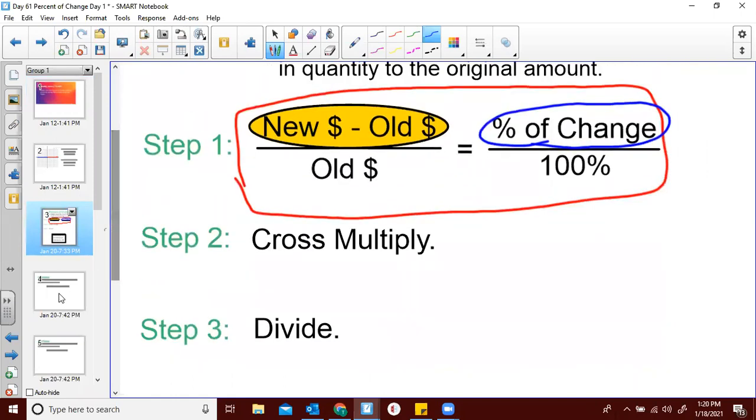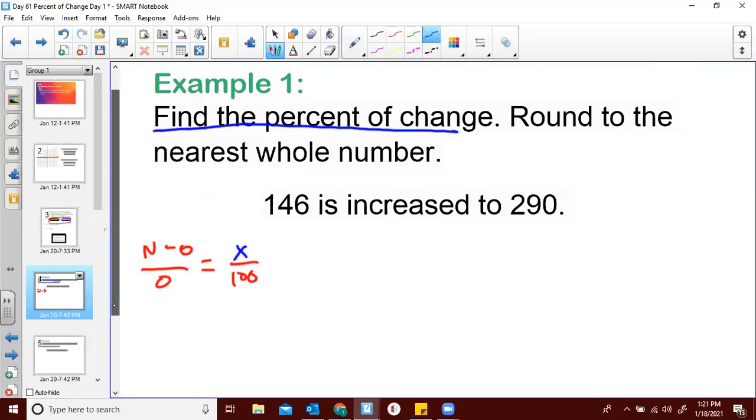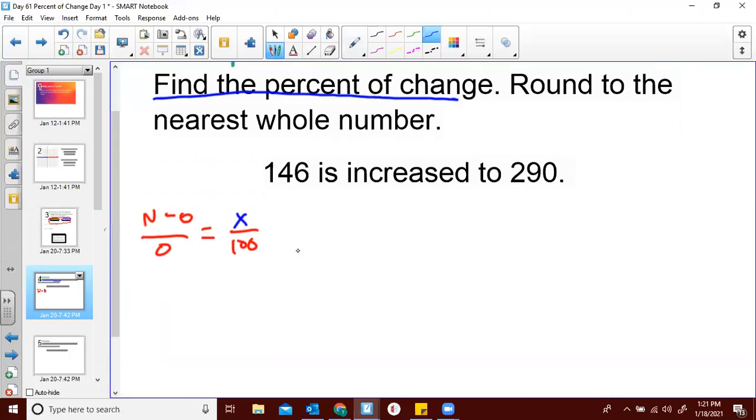And I'll show you a couple examples, but we definitely want to memorize this formula. I'm going to write it out here as n minus o over o, so new minus old, and that's going to equal our percent, which is what we're looking for, over 100. Notice in the question it says find the percent of change. So that tells me right away that I'm looking for this percent, and that's how all of these problems are going to work.